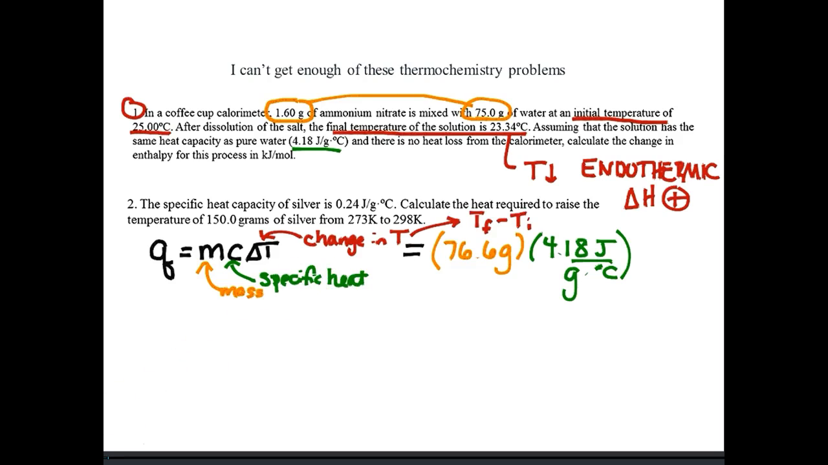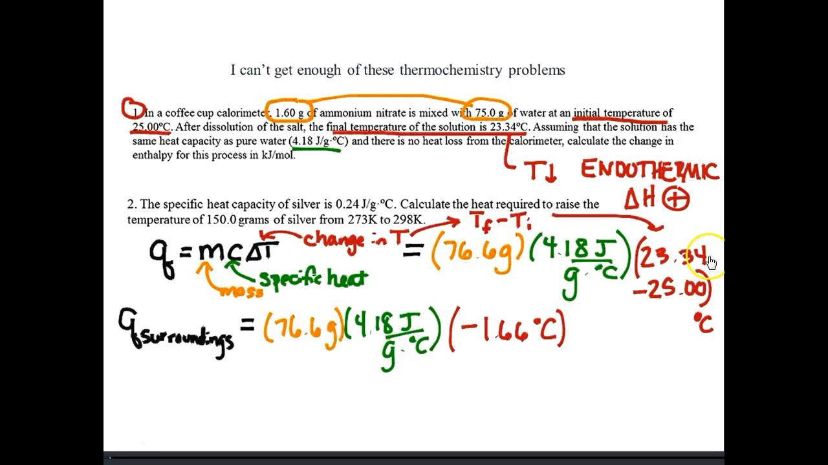Finally, the change in temperature is T final minus T initial. So the final temperature is 23.34. We're going to subtract from that the initial temperature, which is 25.00. That's going to give me negative 1.66 degrees Celsius. So it's a negative temperature change. It goes down. You plug all those things in, and this means we're going to get a negative Q, and that's because this is the heat of the surroundings.